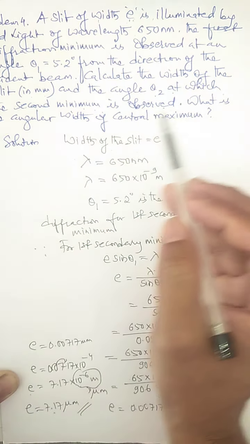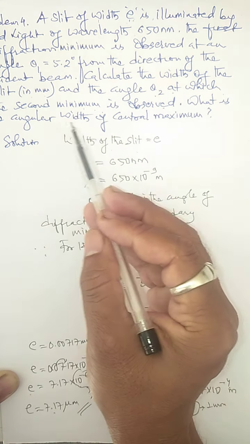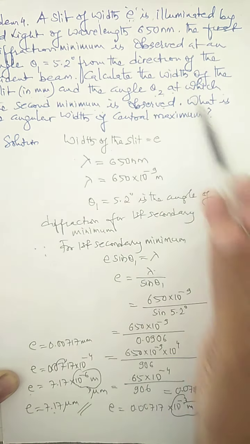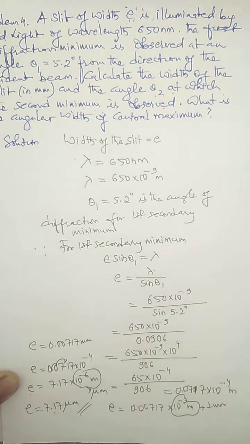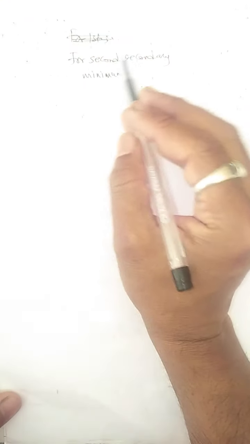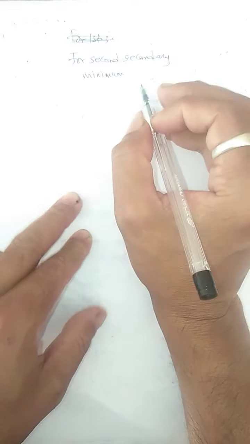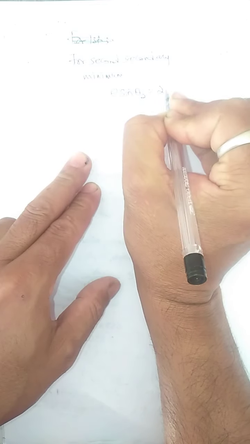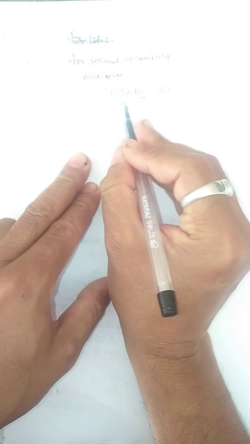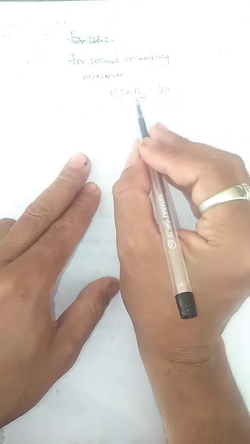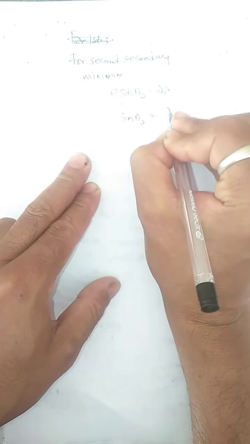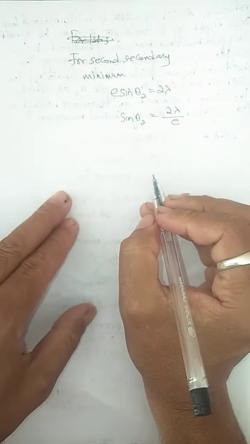Now after that, what do we need to calculate? You need to calculate at what angle theta 2 the secondary minimum is observed. So we have to find the angle made by the first secondary minimum. Sorry, we need to calculate for the second secondary minimum, children. For the second secondary minimum, the condition is E sin theta 2 equals 2 lambda. The path difference for the second secondary minimum is E sin theta 2 equals 2 lambda. Now this angle we need to find out. So I write sin theta 2 equals 2 lambda by E.